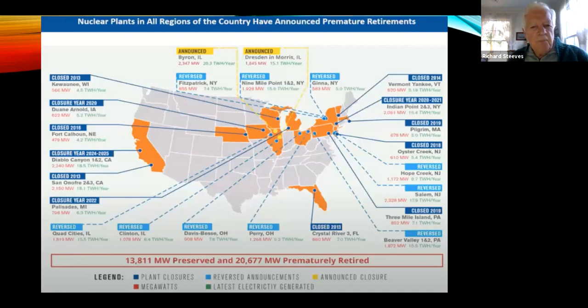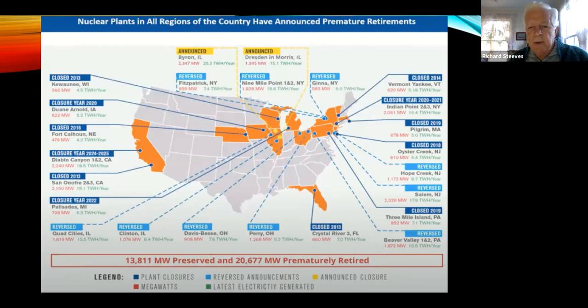And you notice some dark blue ones indicate where they've been closed. But look at all the light blue ones. These are ones where the closures were announced, but they were reversed, much to my delight. And you can see there are four along the bottom, three along the side, and three along the top. So that makes a good 10 of them. And I'm really pleased to see that.